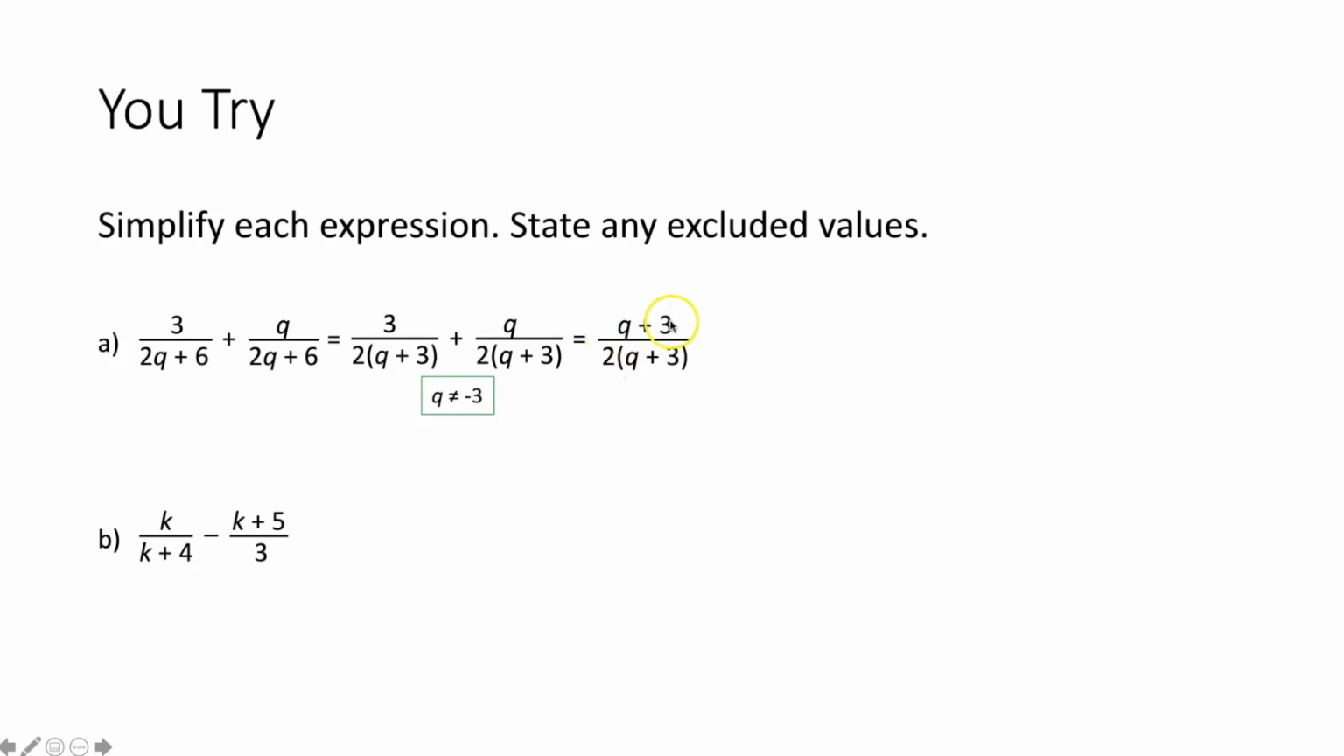Now we have q plus 3 over 2 times the quantity q plus 3. Now we look, is there any way we can simplify this rational expression? Yeah, we can actually cancel out the q plus 3 in the numerator with the q plus 3 in the denominator. Now when that happens, there's nothing left in the numerator. When that happens, you're going to write a 1 up there. In our denominator, there's only going to be a 2 left, so our final answer is going to be 1/2. And as always, remember to box your excluded value.